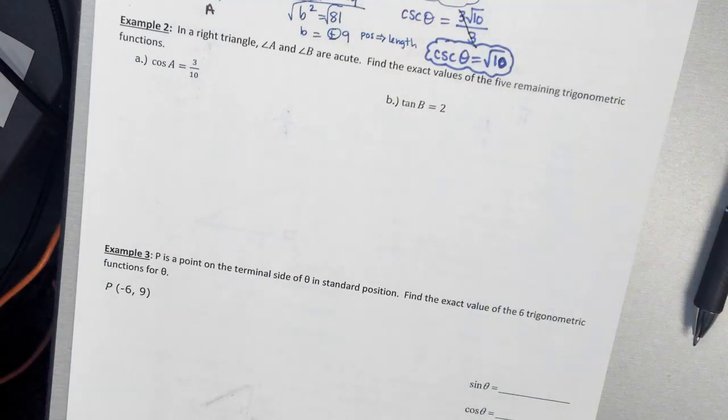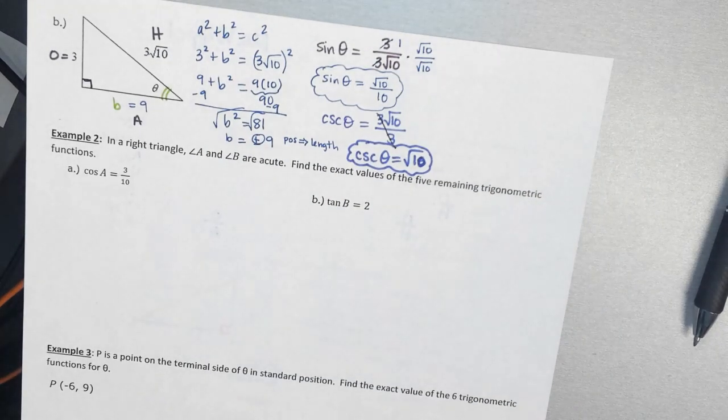All right. So based on that, can you guys do the cosecant? And then the cosine? Just do the cosecant. The cosine, the tangent, and the reciprocal.